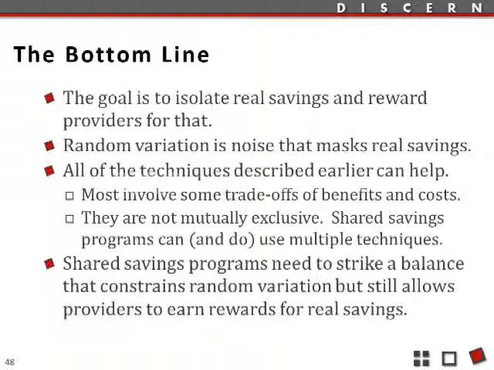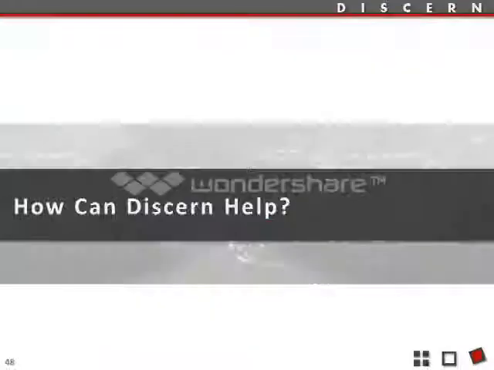And ultimately, as I've described, we want to develop programs that strike that appropriate balance between constraining random variation, but still retaining what makes these programs work, which is leaving real incentives on the table for providers who do improve to earn additional revenue.